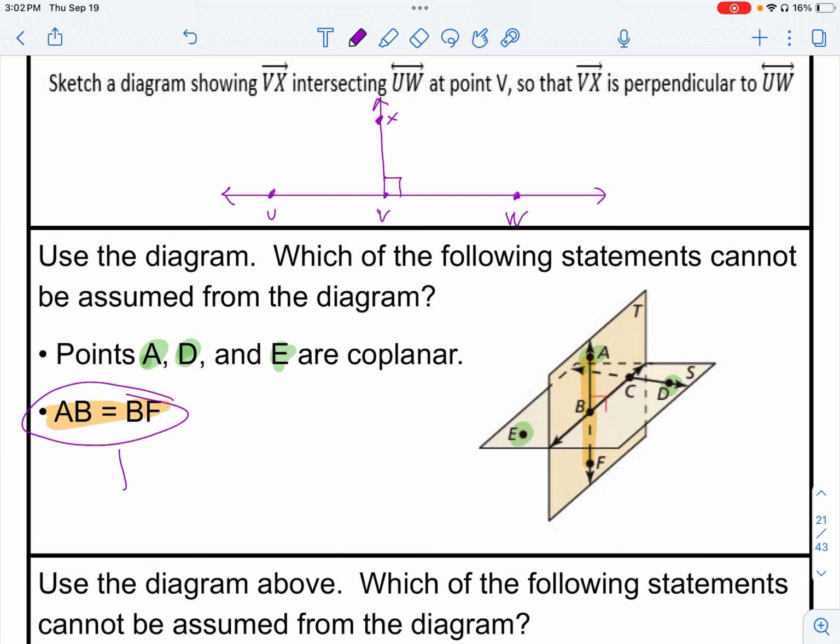So we cannot assume. We cannot assume. This is true because of the three-point postulate.